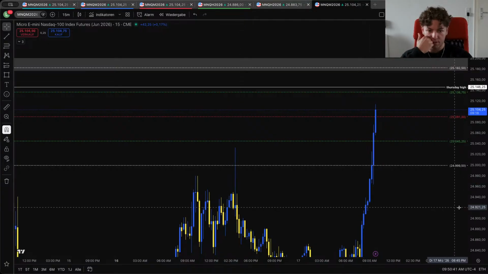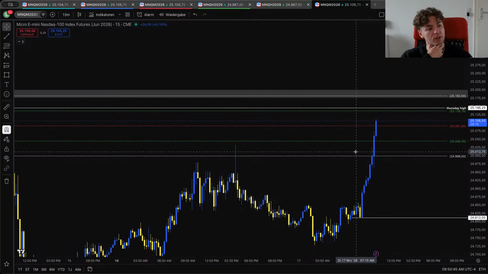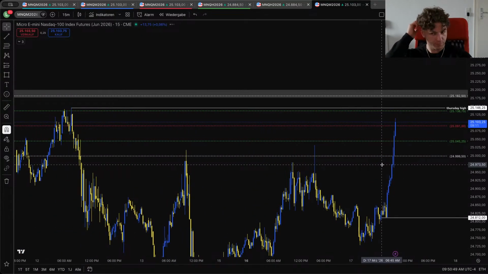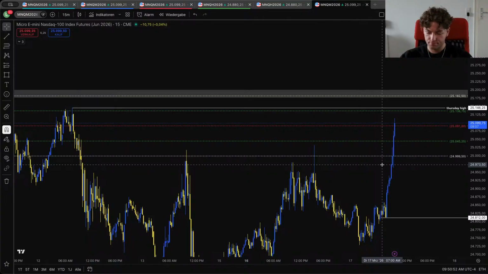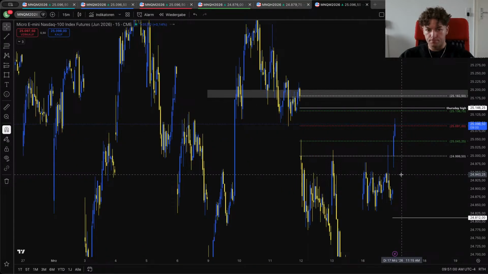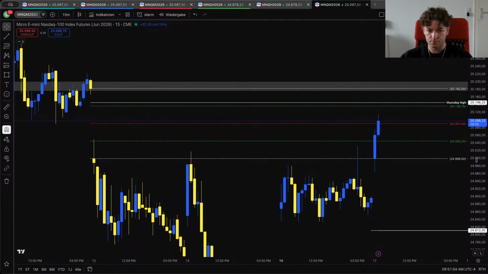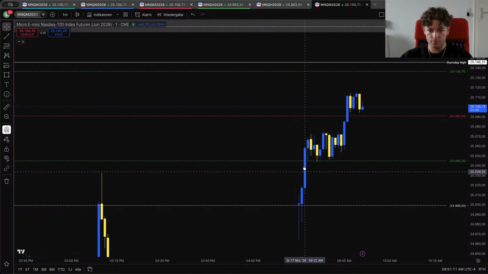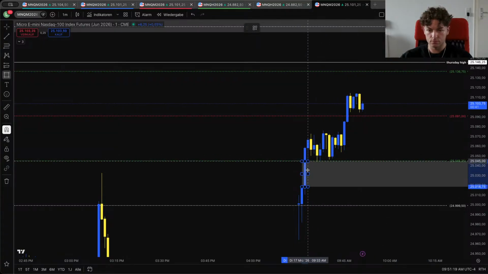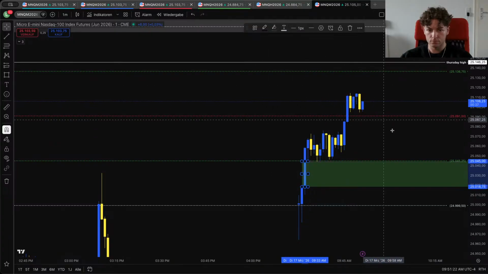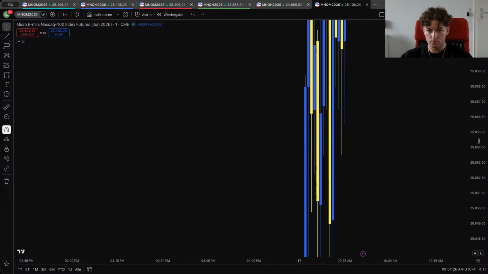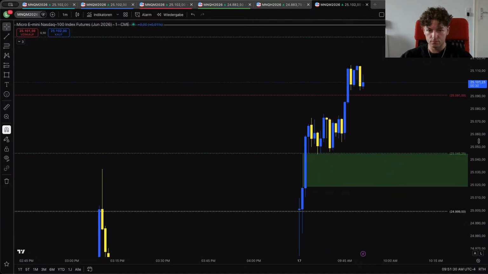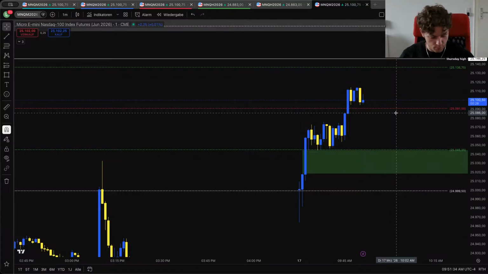Again, bias is bullish, but as you can see, I don't want to be part of a bullish move right now. That would be chasing price in my opinion. So first, a fair value gap in here. Use the high level. Give me a second, I'll grab a bottle of water.